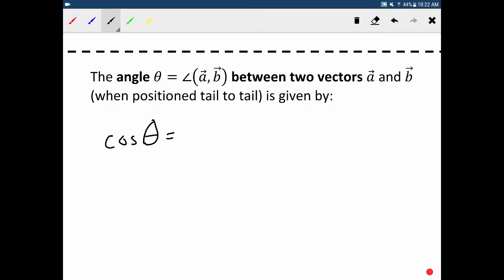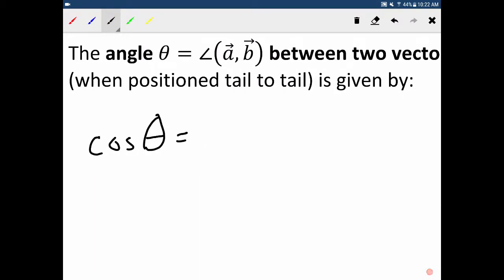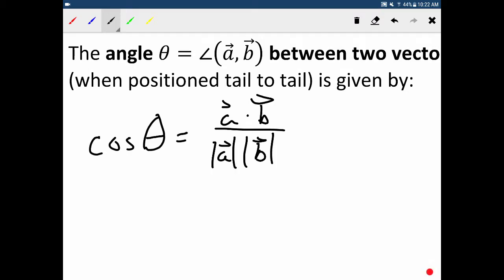Cos theta is equal to the dot product of A and B over the magnitudes multiplied. So we get the magnitude of A times the magnitude of B. So that's what it would be.